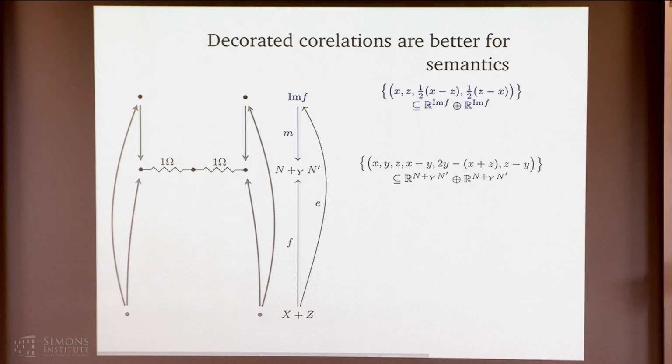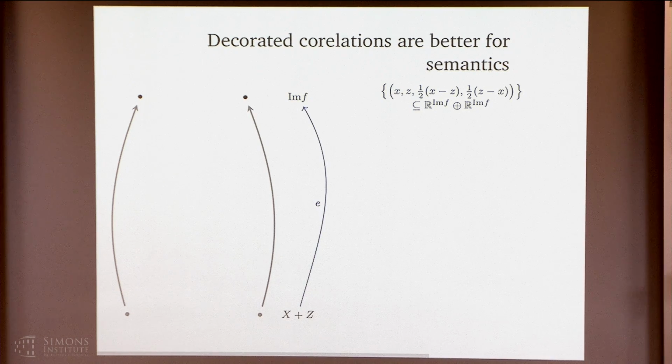Now, one observation you can make about this new decorated correlation is that the constant of proportionality between the current and the potential difference is now 2. So this corresponds in this picture to a 2 ohm resistor. Right, so let's recap that quickly.